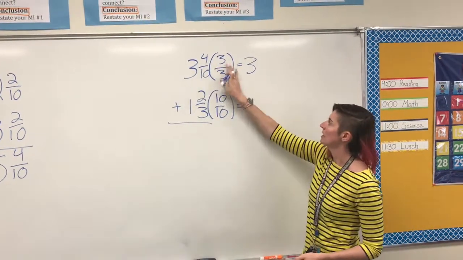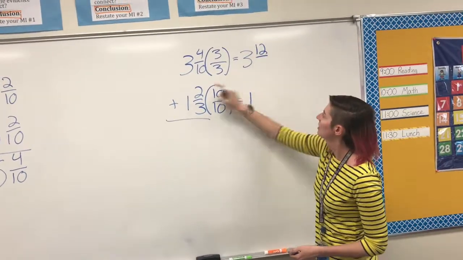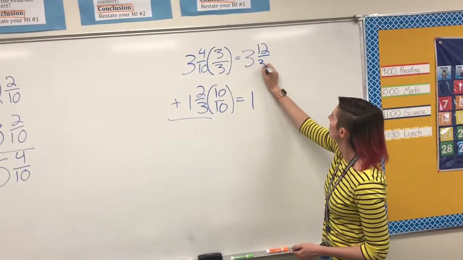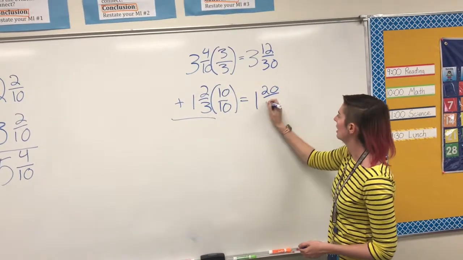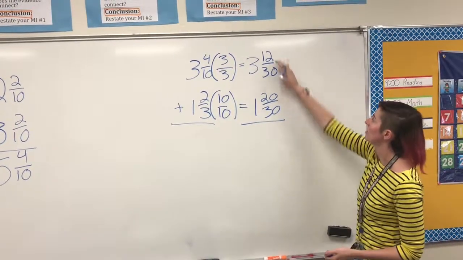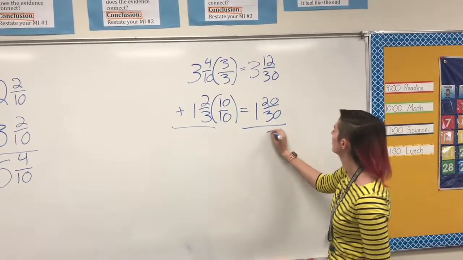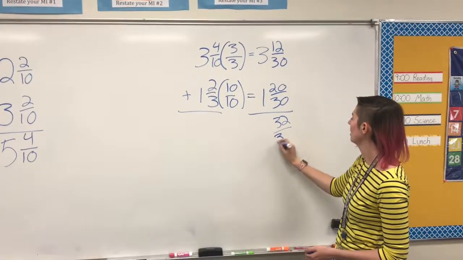We do our top times top, bottom times bottom. 4 times 3 is 12, and 3 times 10 is 30. 2 times 10, 20, and 3 times 10, 30. Still adding, starting with our numerators. 12 plus 20 gives us 32, and our denominator stays the same, which is 30.